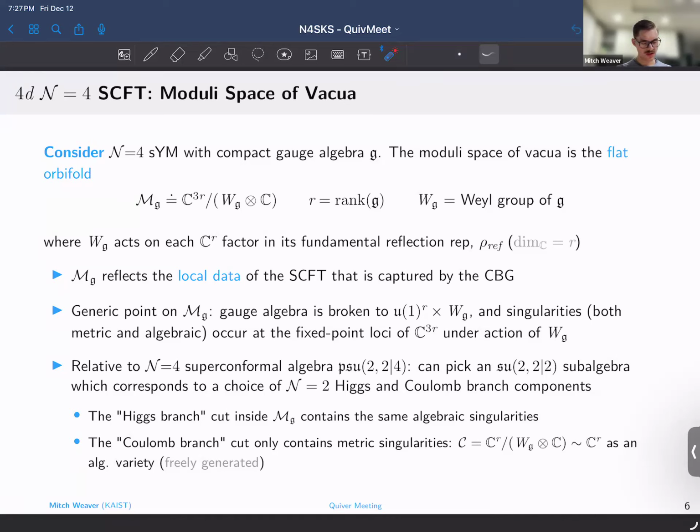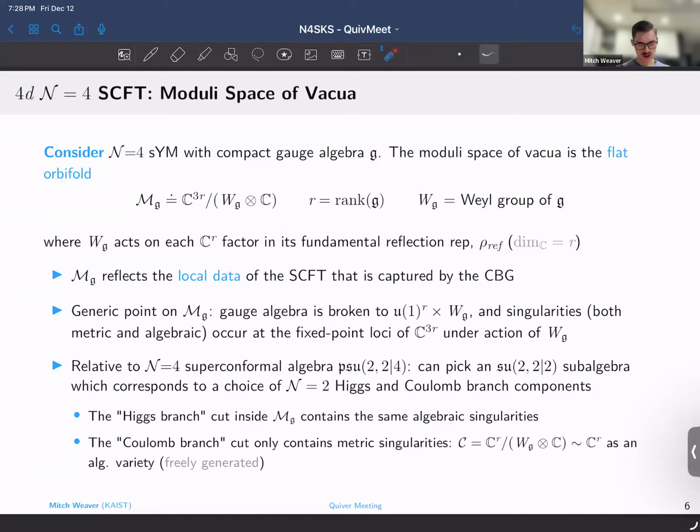But what we can do is, relative to the N=4 superconformal algebra, pick an N=2 superconformal subalgebra of it, and this will allow us to define Higgs and Coulomb branch components of M_G. And there's going to be a Higgs branch cut, which contains the same types of algebraic singularities that occur in M_G. But on the other hand, the Coulomb branch cut will only contain, it'll only induce the metric singularities.